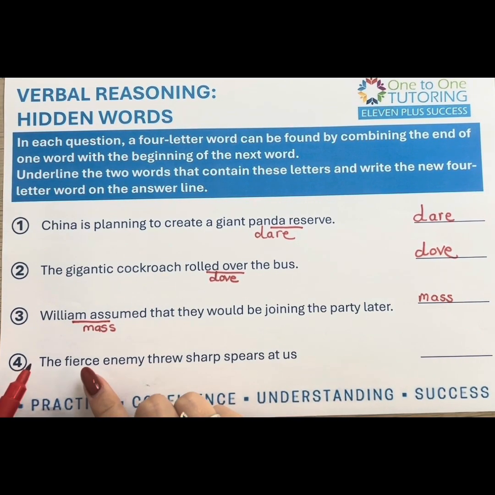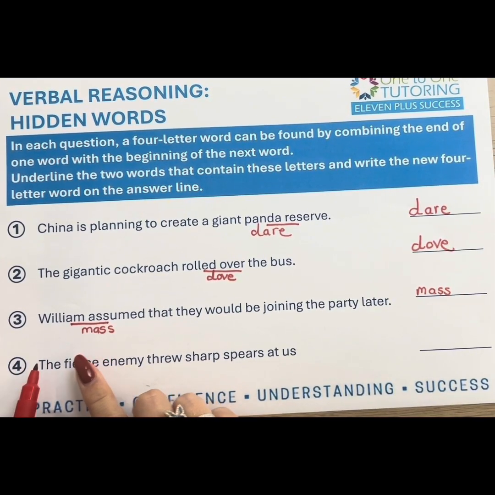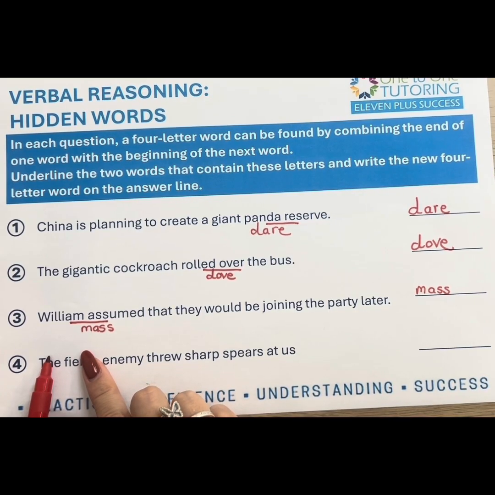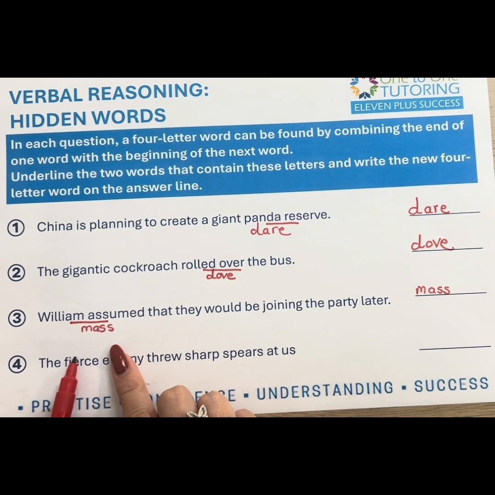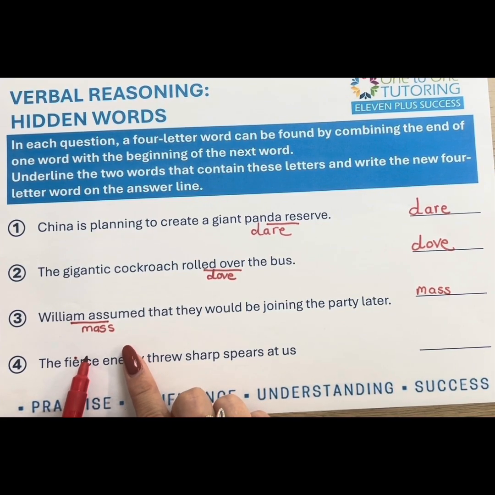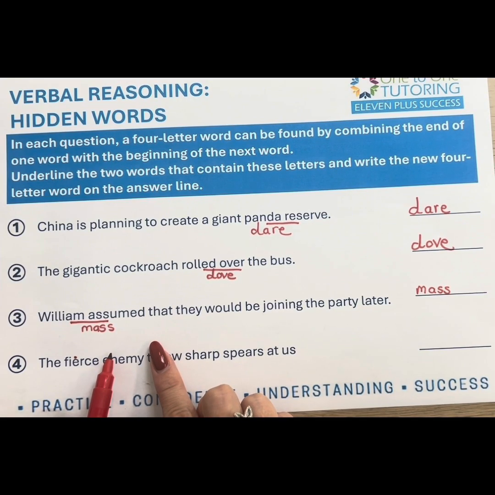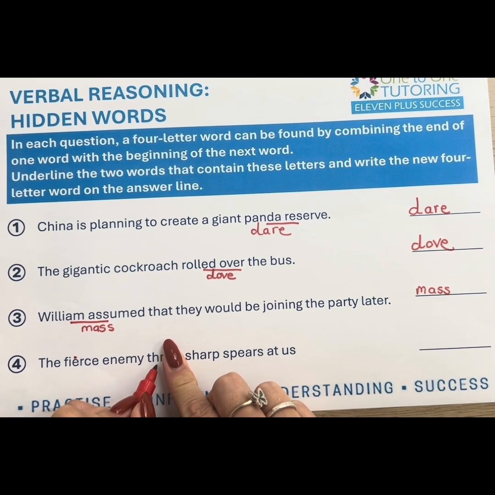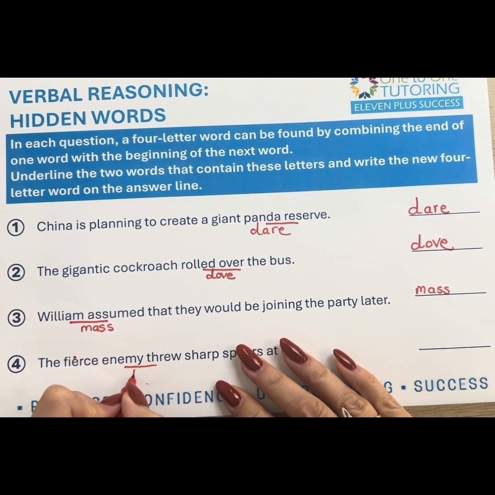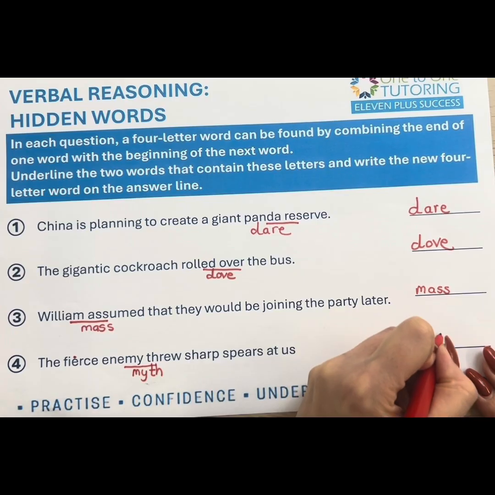Again, exactly the same strategy. I've got 3 and 1, not a word. 2 and 2, no. 1 and 3, doesn't work either. So I move on again. And I'm going 3 and 1, no. 2 and 2, no. 1 and 3, no. So I'm moving on again. 3 and 1, doesn't work. 2 and 2. There's my word there, myth. So I underline it, write the word underneath, and I write it on the line.